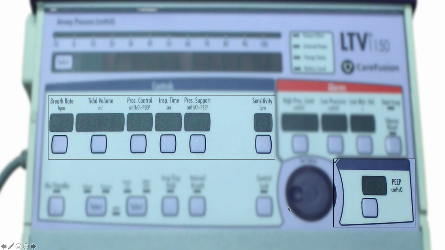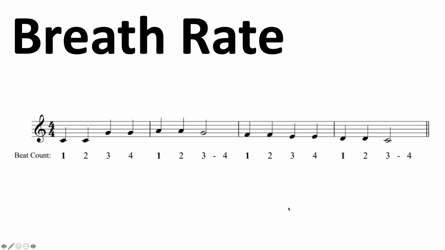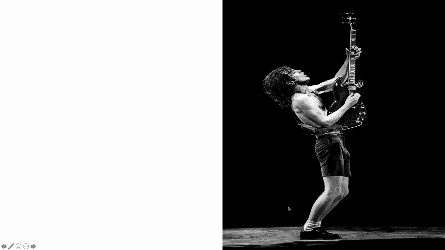Now, those parameters can be found in this area of the LTV machine. The ones we're mainly going to talk about are breath rate and tidal volume. We'll also talk about FiO2 and PEEP. So your breath rate is your tempo. It's your song tempo. So we can have a whole spectrum of tempo. We can start off with Kenny G, nice and slow if you want to go to sleep. And on the other end, we can talk about Angus Young, very fast and loud.